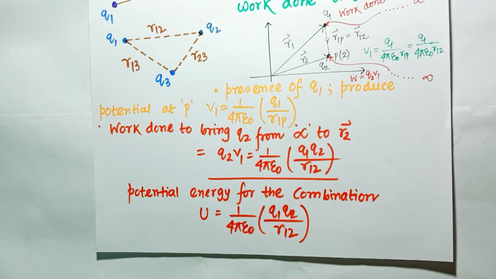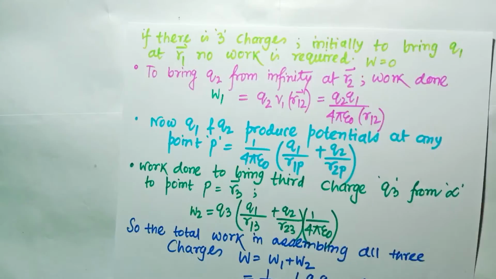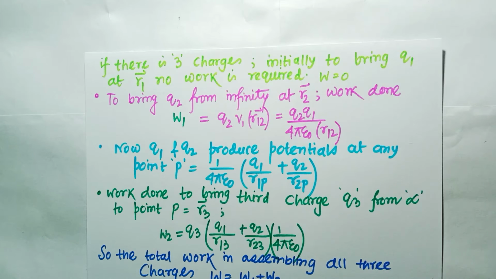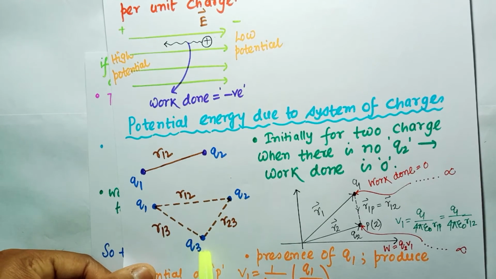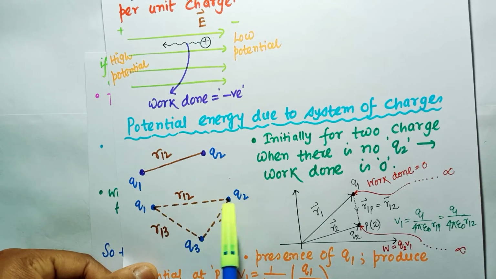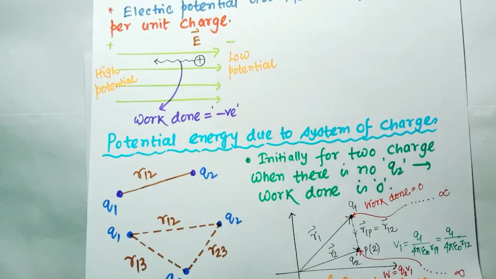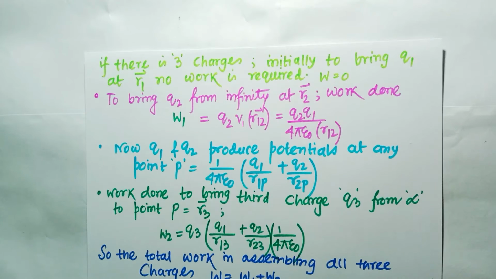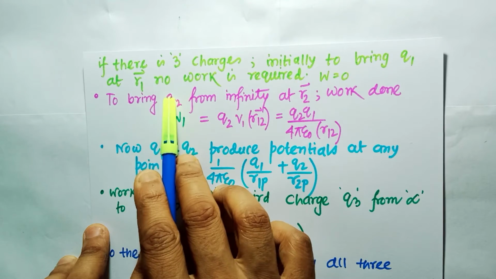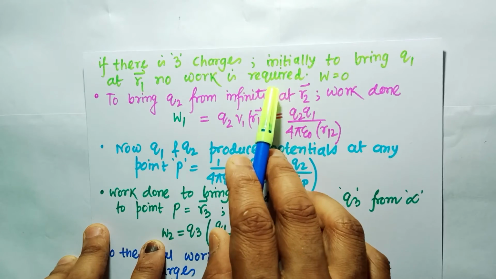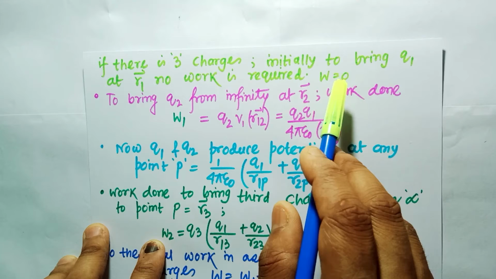Now we can consider three charges. Suppose we now consider three charges. Initially Q1, Q2 and Q3, as you can see from this figure. The separation between Q1 and Q2 is R12, this is R23, and this is R13. Initially, to bring Q1 at R1, no work is required because there is initially no charge. So the work done is zero.